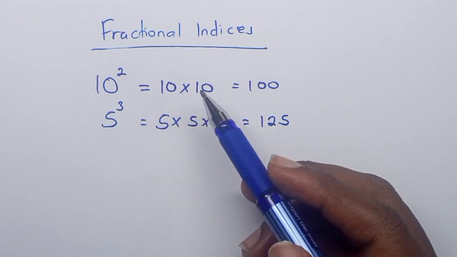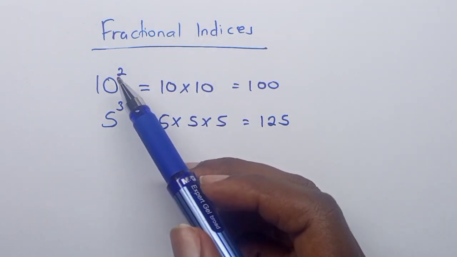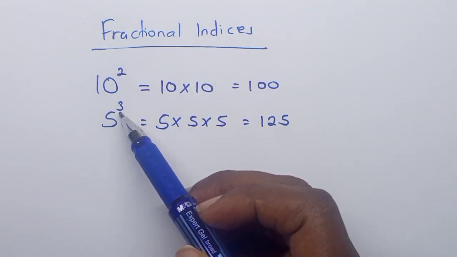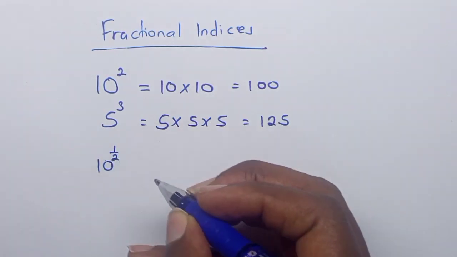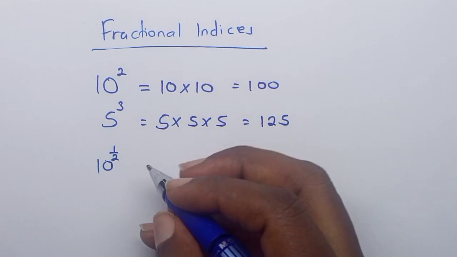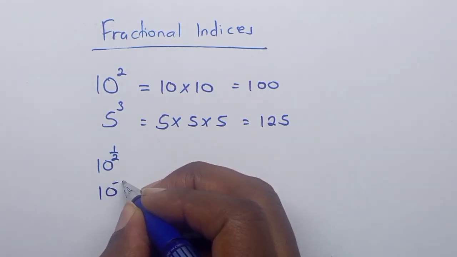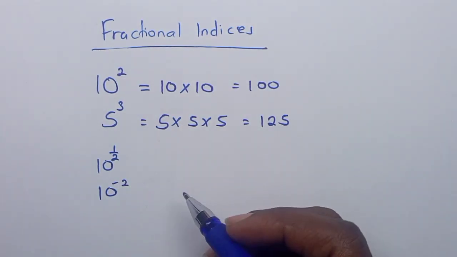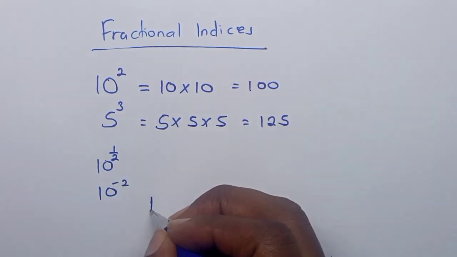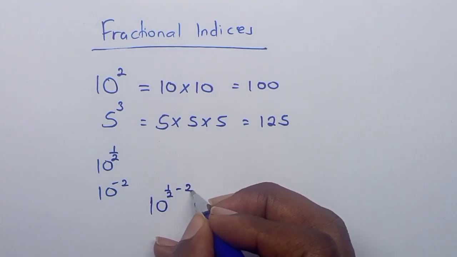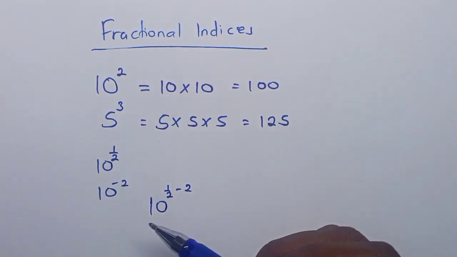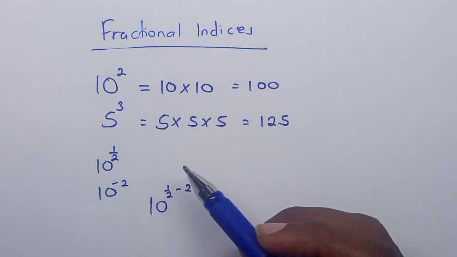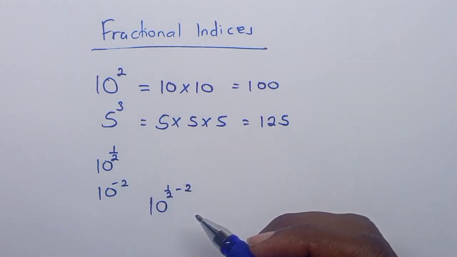So a power can be a whole number like 2 or 3. It can also be a fraction. We could have 10 power 1 over 2. Yeah, it could be a negative number. We could have 10 power negative 2. And it could also be a combination. We could have 10 power a half minus 2. So the index can either be a fraction, negative, a combination of all, or positive. So it can be in very many different forms.